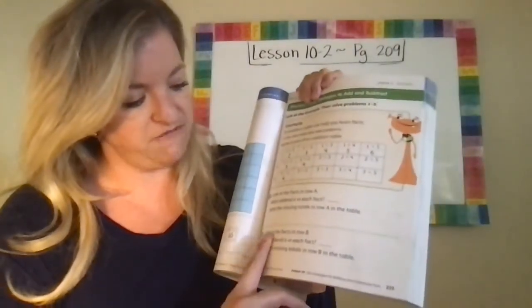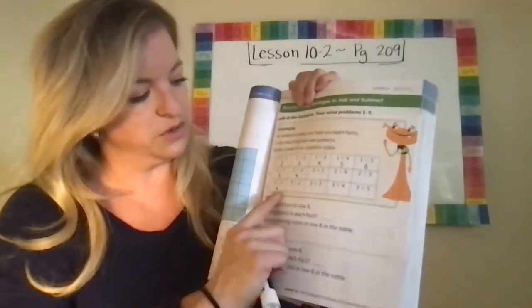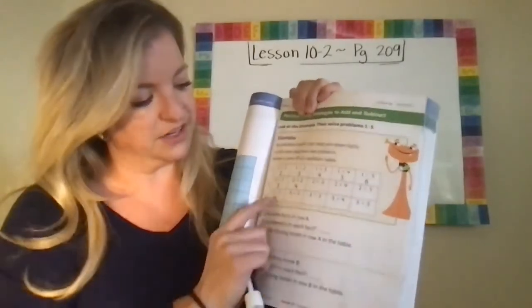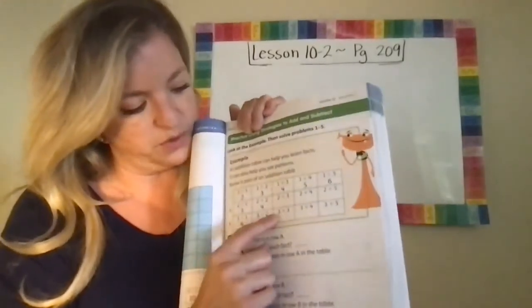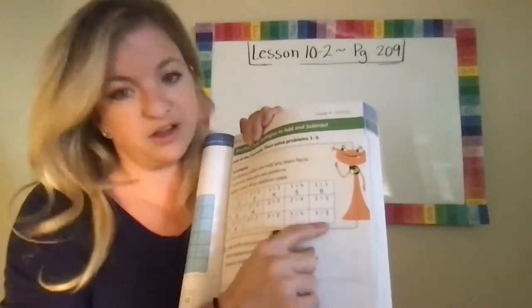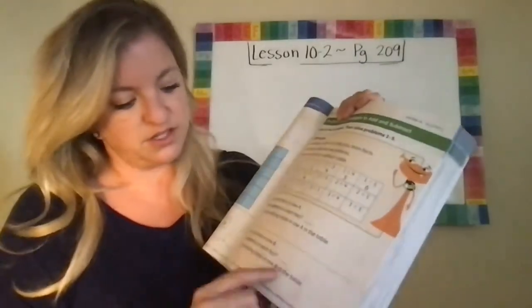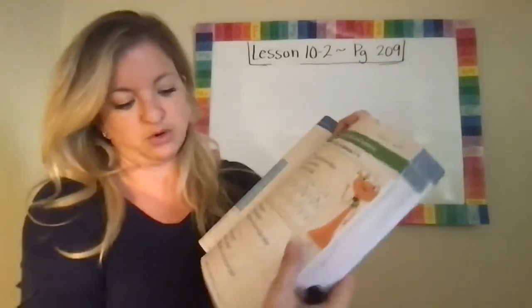Number 2, look at the facts in row B. So here's row B. What addend is in each fact? 3 plus 1, 3 plus 2, 3 plus 3, 3 plus 4, 3 plus 5. Yes, if you said number 3, you're right. So then you're going to write the missing totals in row B in the table.